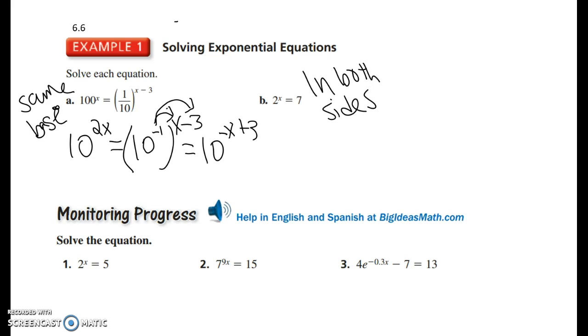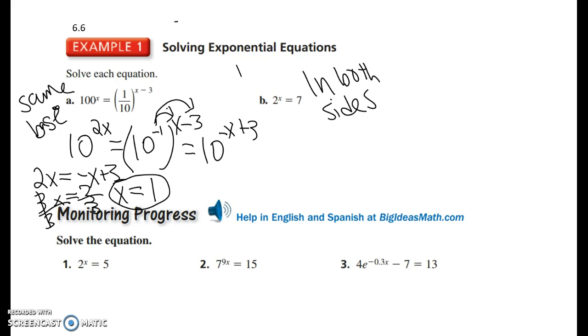And then from here, when my bases are the same, I can just set 2x equal to negative x plus 3. Set my exponents equal. So I add x over to get 3x equals 3. And what would x equal? Good, x should equal 1 because I divide both sides by 3. Okay, and cancel that out and get x equals 1.